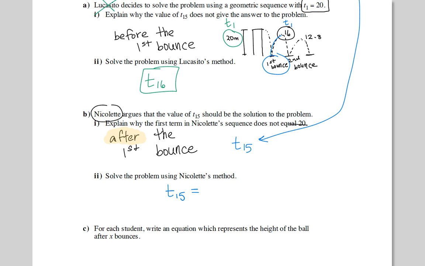Okay, T15 is your A value. The first term for Nicolette is 16. Each successive bounce goes to 0.8 of the previous. And how many times would we have to do this if it's T15? 15 minus 1 is 14. Good. So 0.8 to the 14, and then times by 16, I'm getting 0.7036, whatever, meters.